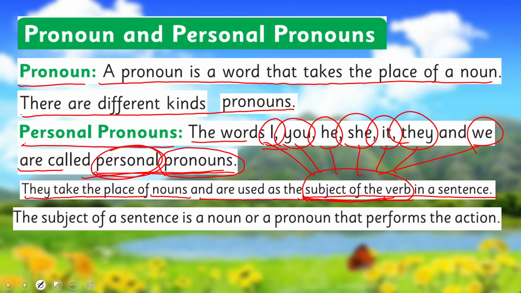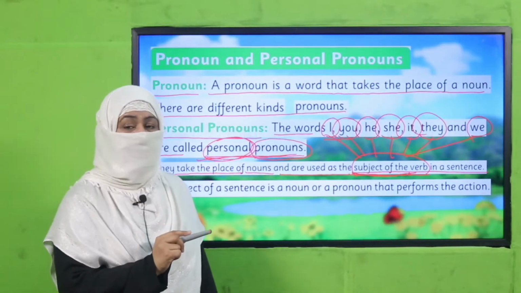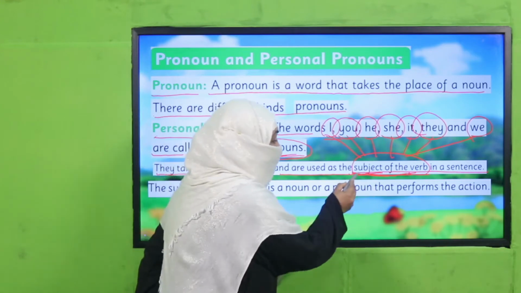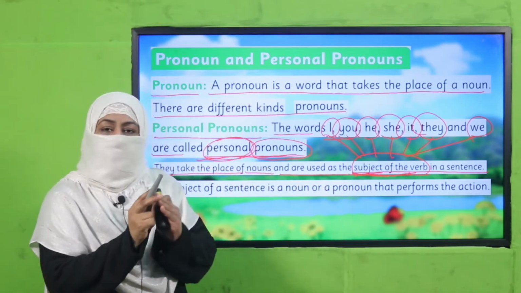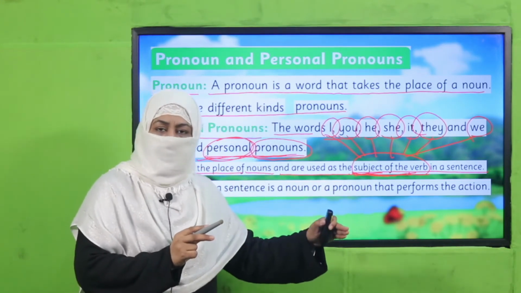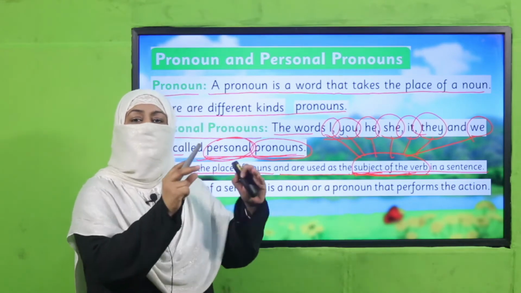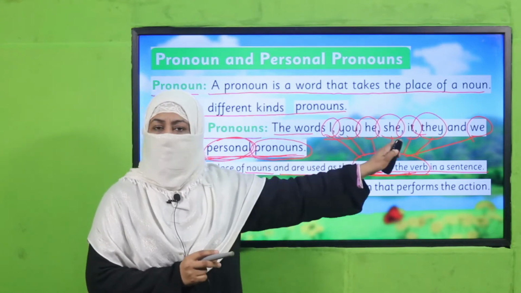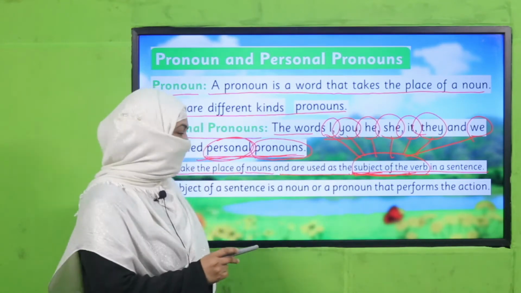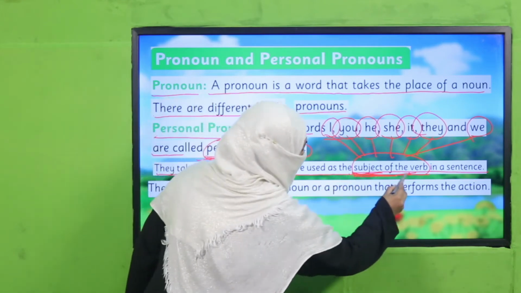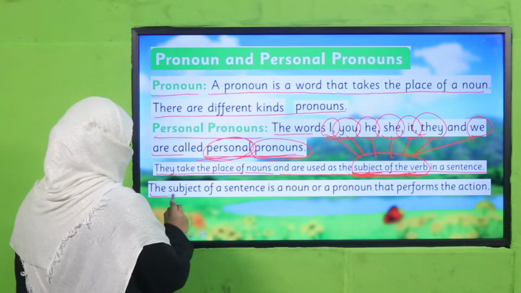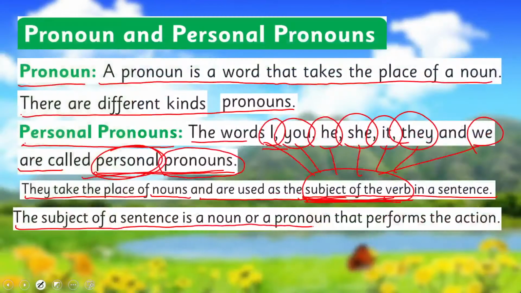Okay? And what is subject? In sentence structure, I have taught you: the one who does the action, the one who does the verb. So a person is doing verb, and we have replaced the name, the noun of person, with these words. They are called personal pronouns, right? And this is the subject case of the subject pronouns. The subject of a sentence is a noun or a pronoun that performs the action, right?